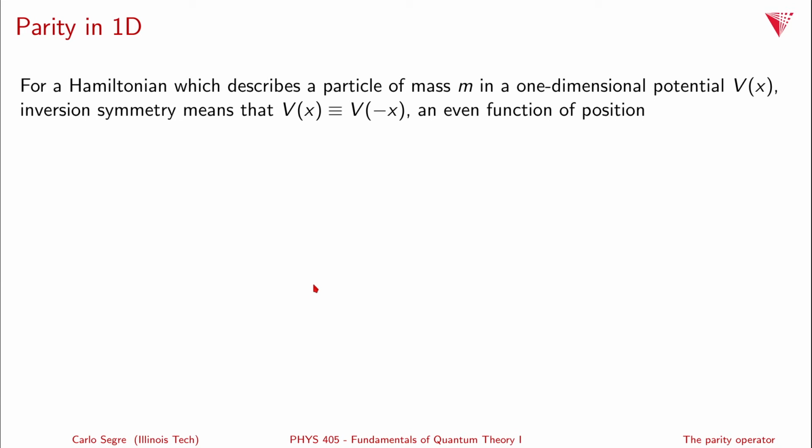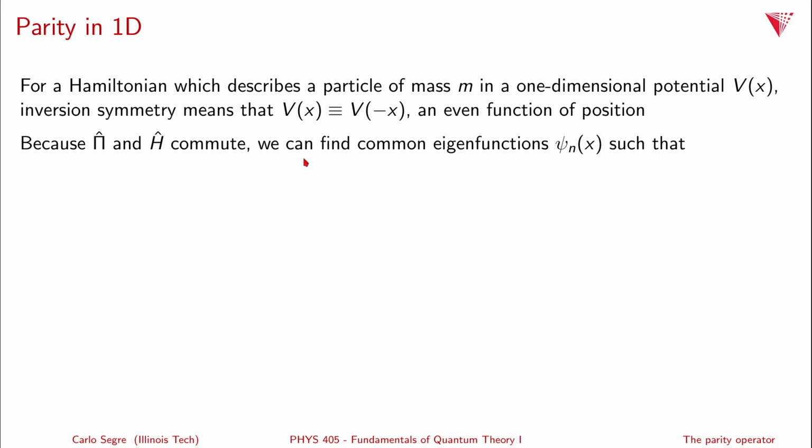So for a Hamiltonian which describes a particle of mass m in a one-dimensional potential, inversion symmetry means that V of x is equivalent to V of minus x. That is, V of x has to be an even function of position if you want the Hamiltonian to commute with the parity operator.